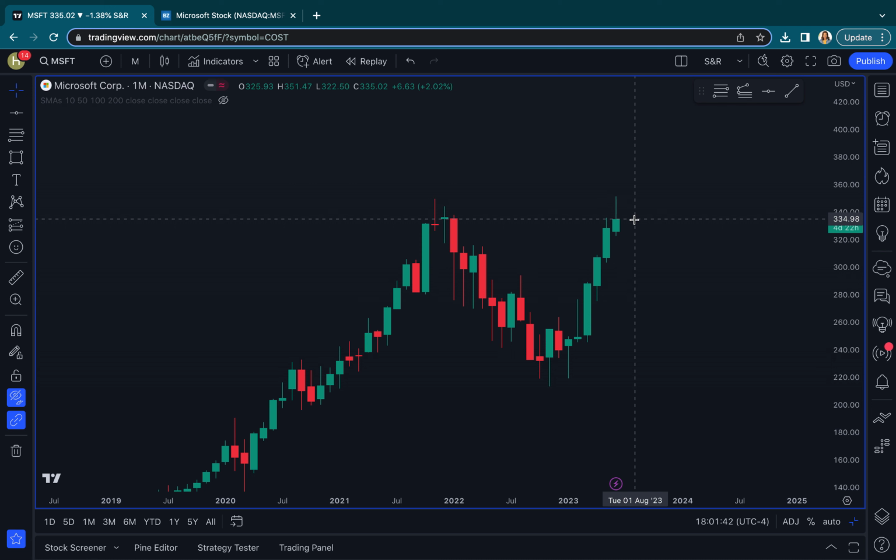Right now, I just want to talk through what I'm seeing, and I want to start here on the monthly. So, first thing I notice is we have resistance right around here at 335, and we're currently below that level. That was also the previous month's high. So we're below that, and I think that's bearish.